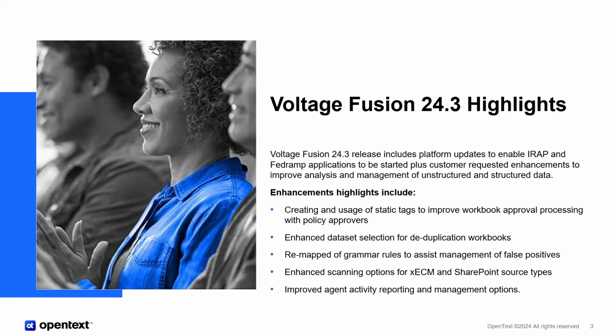That is on a separate schedule, but there was a lot of work done in this release for that. In terms of the enhancements, the key highlights are improving the way workbook approval processing, particularly with policy approvers, occurs, and I'll get into the detail of that. Improving deduplication in terms of how you work and how you select the data sets for deduplication tasks. Remapping of grammar rules, so when you find false positives, how you deal with those. Enhanced scanning options for certain source types, and improved agent processing, both in terms of the reporting and the processing of agent activities. So let's get into the detail of all of these right now.